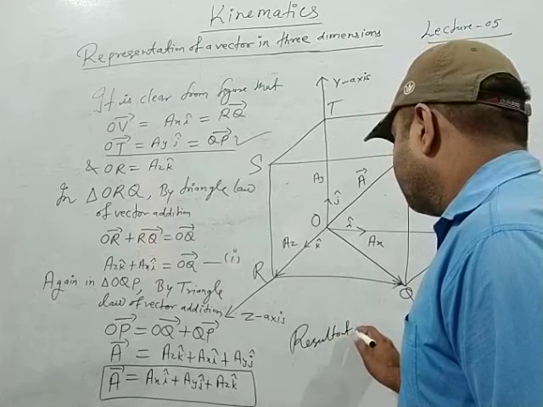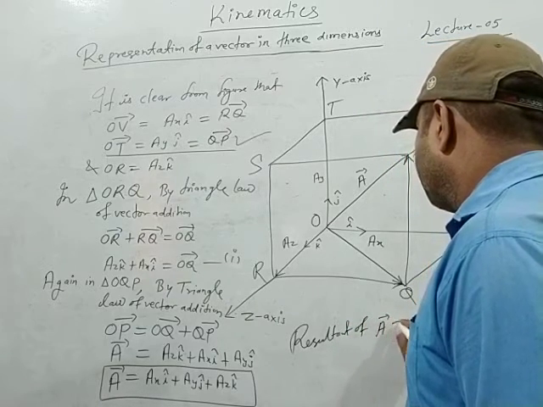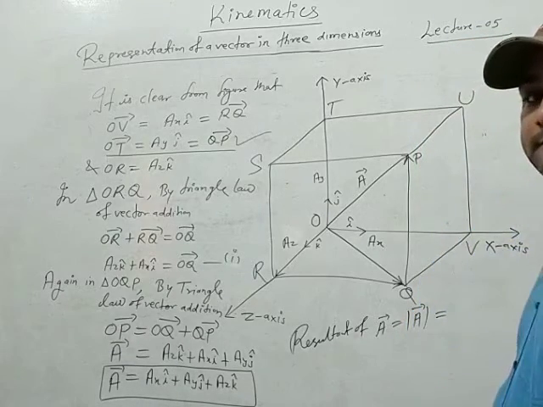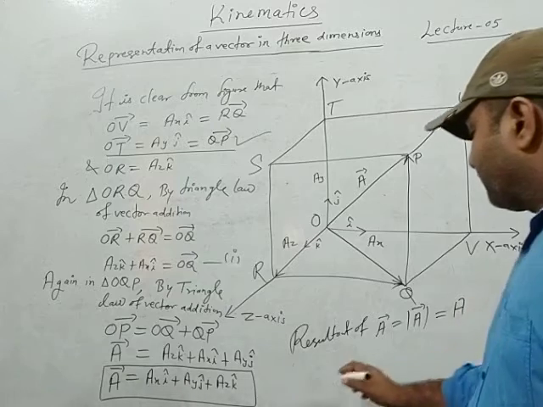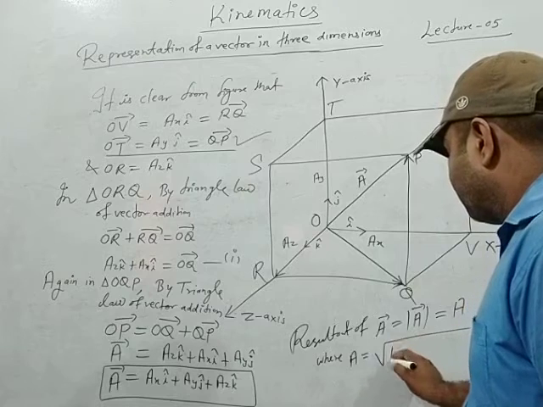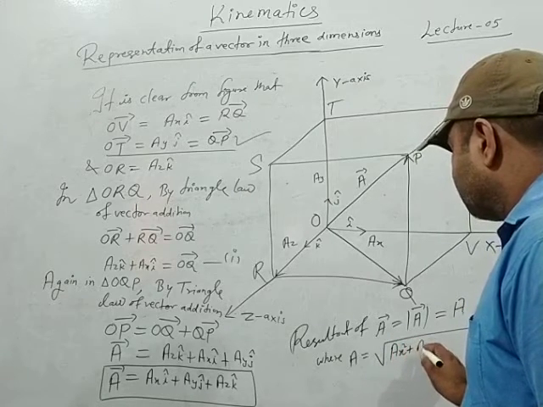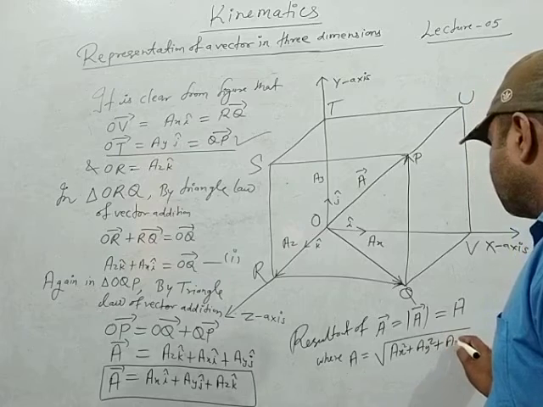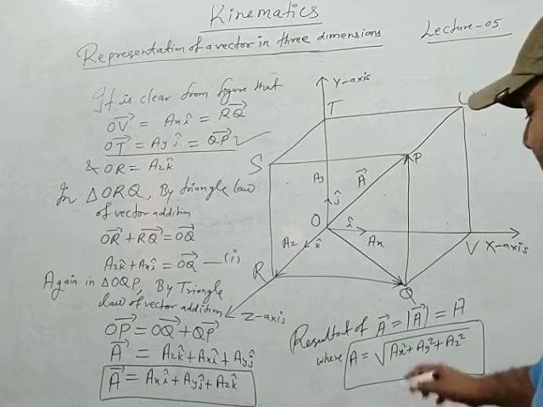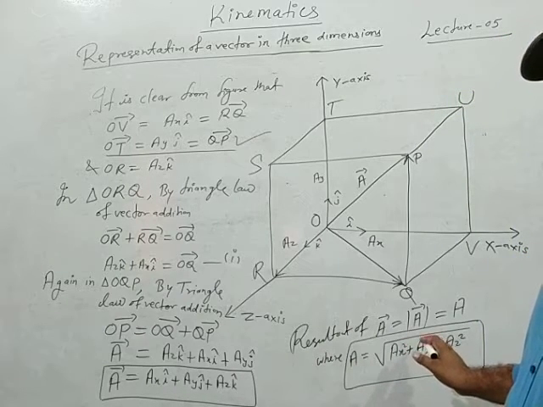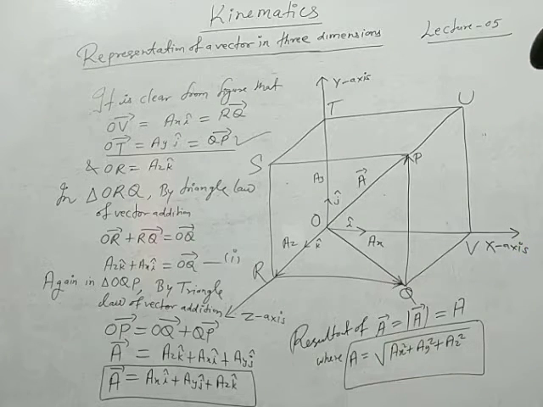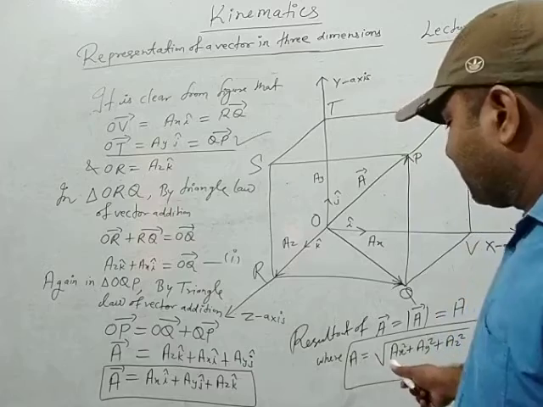resultant of vector A is equal to what? Mod A, that is equal to A, where A is equal to square root of ax square plus ay square plus az square. It means coefficient of i square plus coefficient of j square plus coefficient of k square. In this way, you can solve any numerical for calculating the resultant.